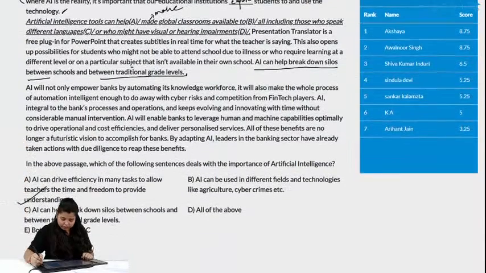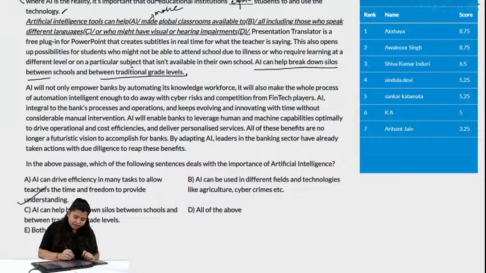Let's see what the question is. The first option says, AI can drive efficiency in many tasks to allow teachers the time and freedom to provide understanding. Yes, this is the first part we have marked, so this is correct. The second option says, AI can be used in different fields and technologies like agriculture and cyber crimes. Obviously we know AI can be used in agriculture and cyber crimes in different ways, but according to the passage, can we say this? We have read two parts of the passage, and till now we have not got this. Let's see the third part.